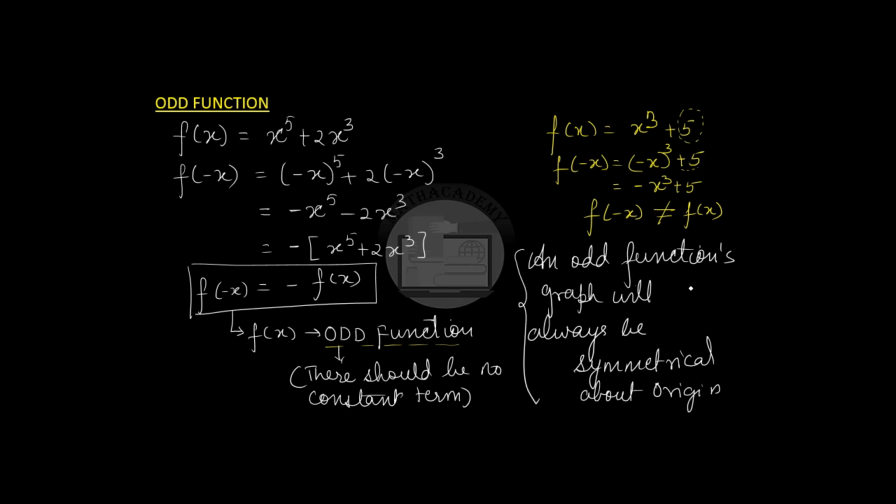So what all we have seen, that if we have to test whether a given function is odd or not, we will find f of negative x. If f of negative x is negative of f of x, then that function is an odd function. By looking at the graph, if a function is symmetrical about the origin, then it's an odd function. And remember, in an odd function there can't be a constant term. Okay, so we have looked at the odd function and we saw that f of negative x will become negative f of x only when all the powers of the variables are odd.